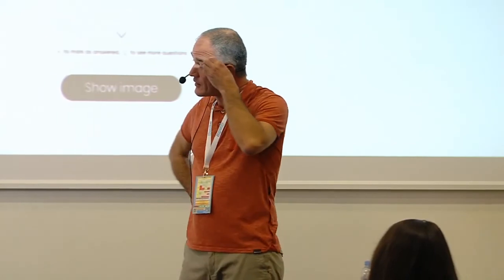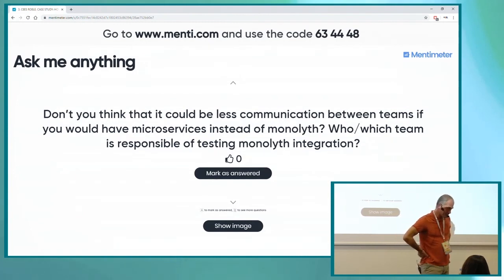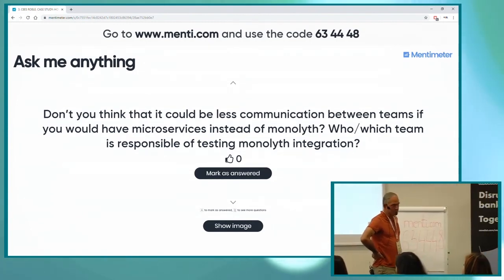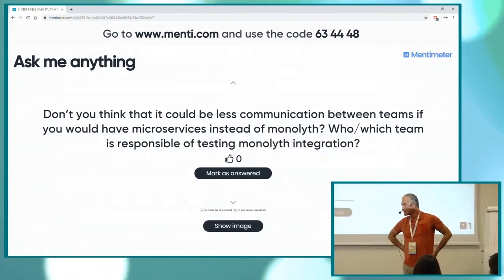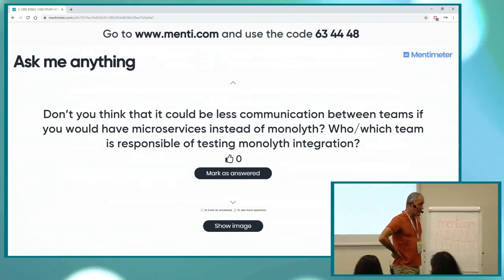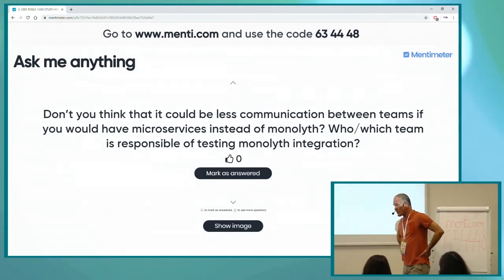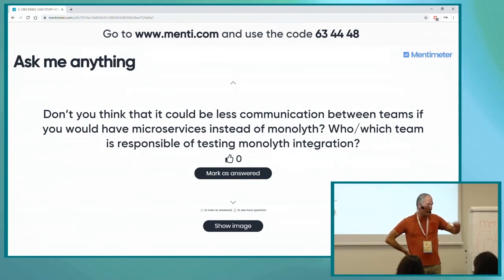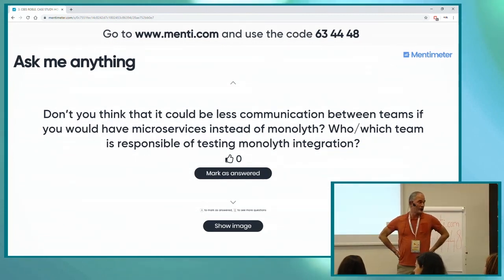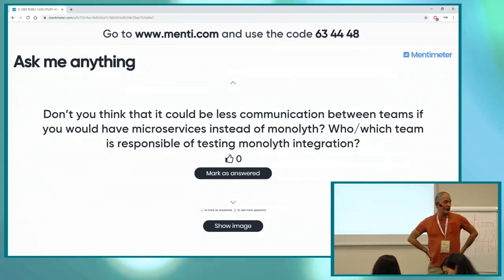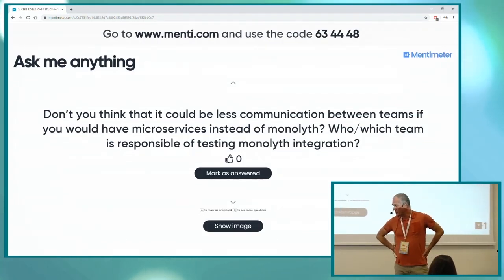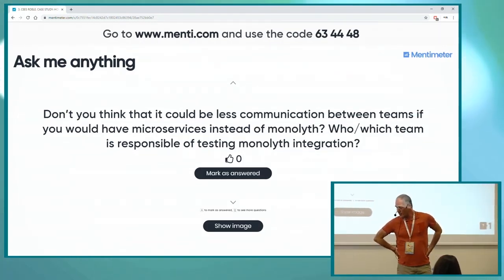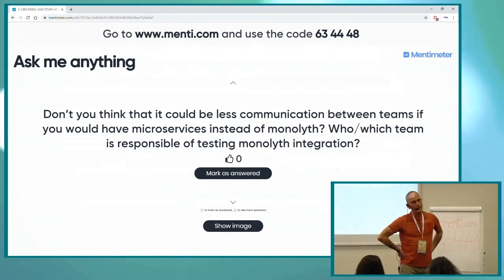Okay, next question. Don't you think that it could be less communication between teams if you would have microservices instead of monolith? Which team is responsible of testing monolith integration? All right. Evolution Gaming is moving to a microservices model. So one after the other, the services are kind of lifted out of the monolith. This is a process of well, already a year, and more time will go into it. Who is responsible for testing monolith integration?